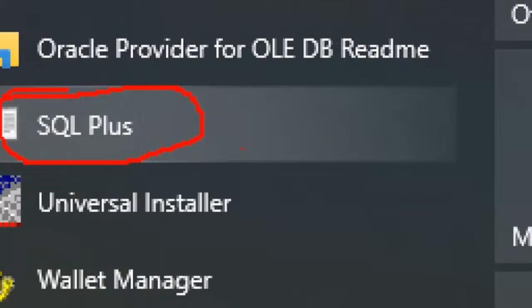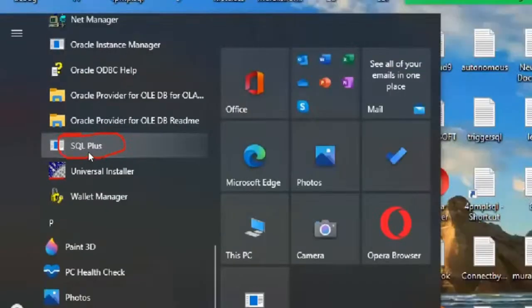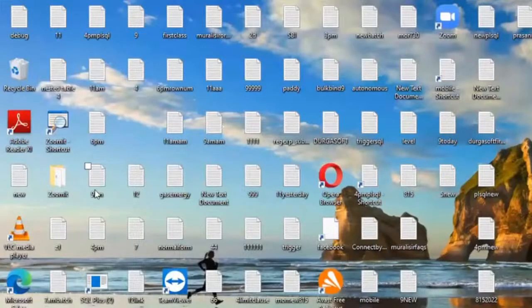SQL Plus is a default tool. Again, SQL Developer is a tool, a GUI tool. That tool you can also install, not a problem. Again, SQL Navigator is a tool, Toad is a tool. Those are all explicit GUI tools. But SQL Plus you are not required to load. Once we load the Oracle software, the SQL Plus tool is automatically available.